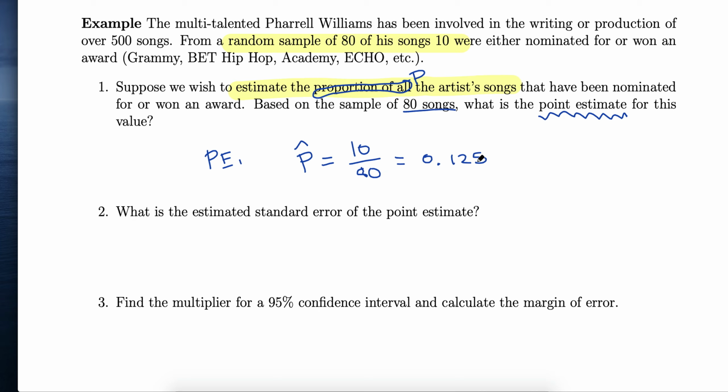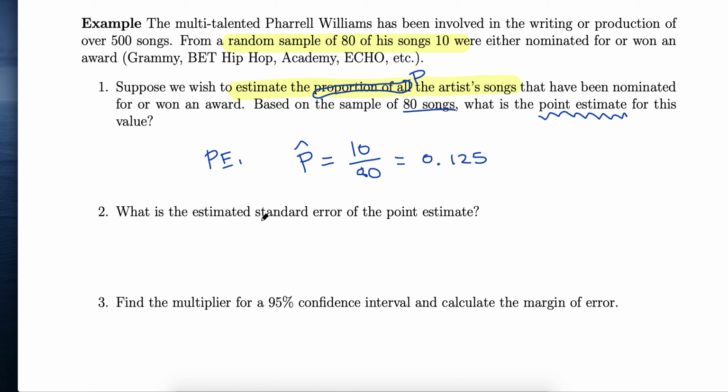I know that if I took a different 80 songs, we're not going to get 12.5% again. Maybe I'll get 9%. Maybe I'll get 15%. Who knows? Different samples are going to give me different point estimates. So that's why this is just part one of the problem. We've got to keep going here.